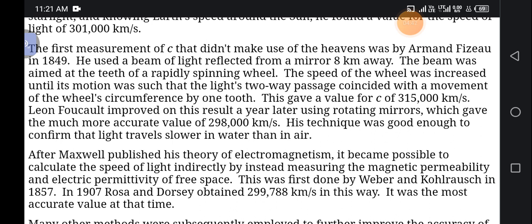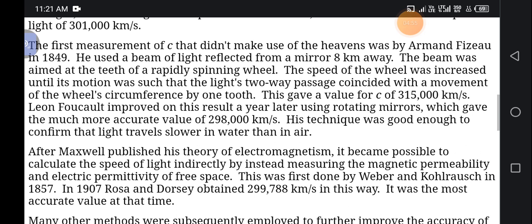Léon Foucault improved on this result a year later using rotating mirrors, which gave the much more accurate value of 298,000 km per second. His technique was good enough to confirm that light travels slower in water than in air.